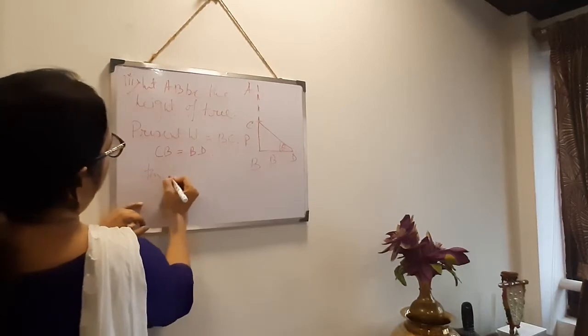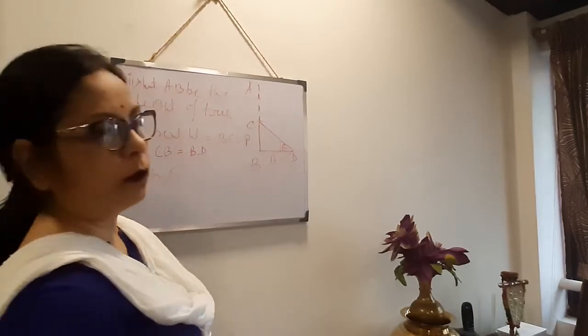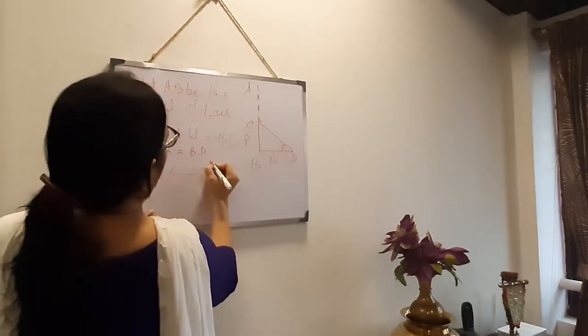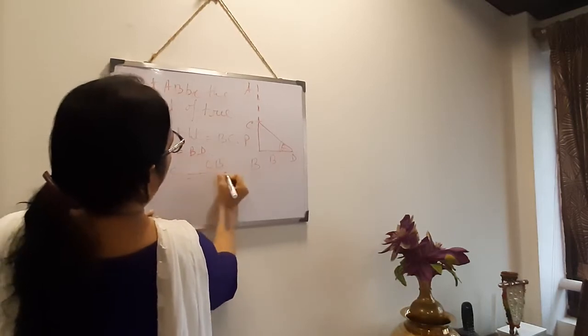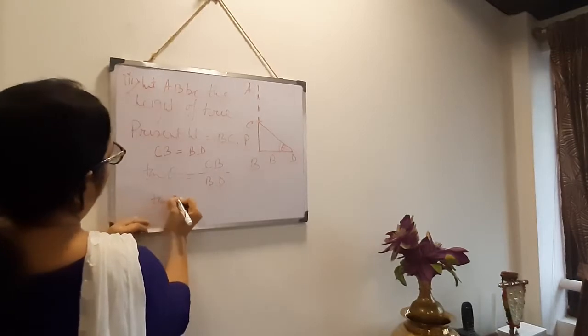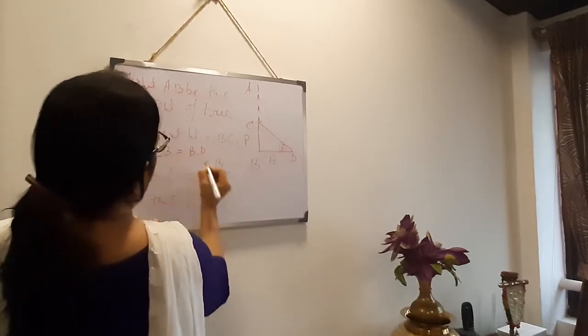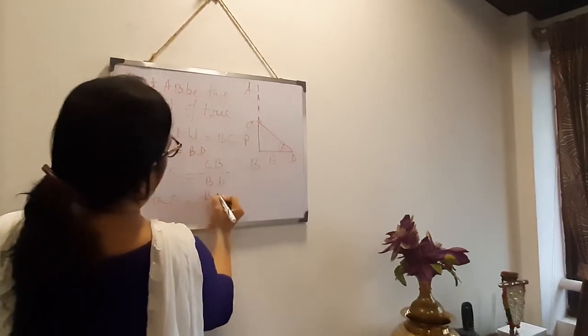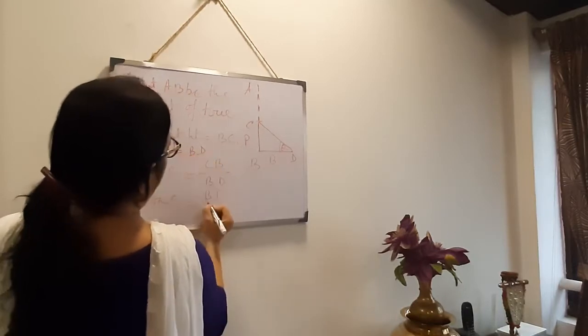Now what will apply? Obviously we will apply tan. So tan theta equals to CB by BD. Clear? Now tan theta is becoming, as they are same, equal. So I can write here in place of CB I can write BD.